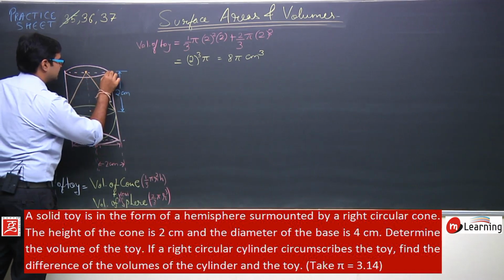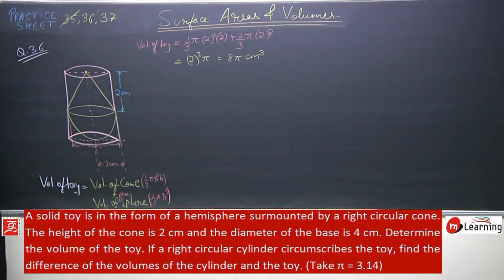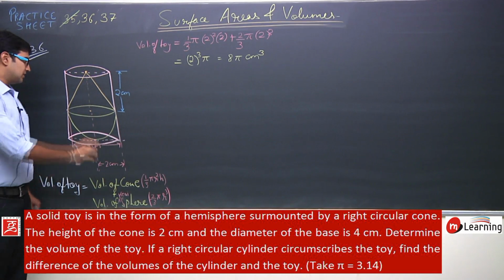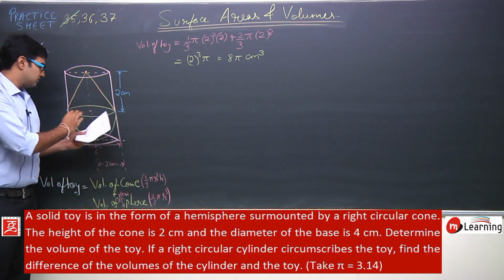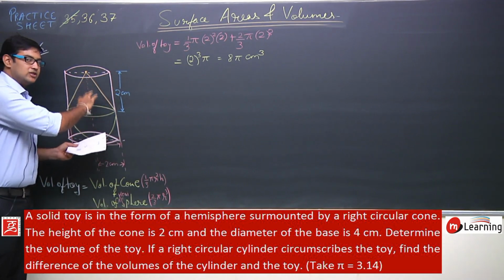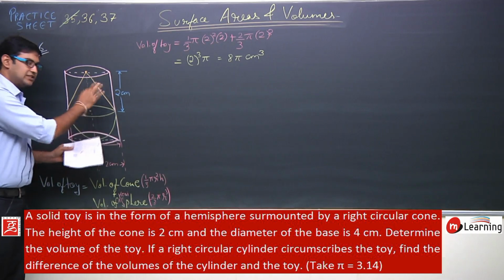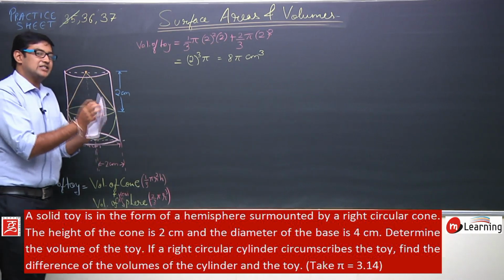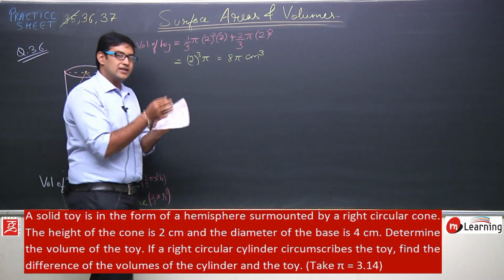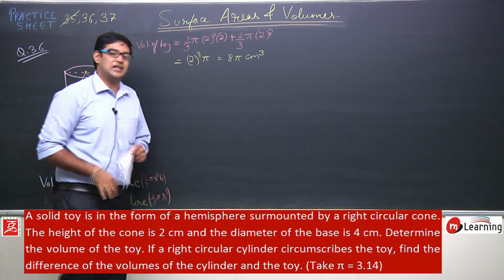So this is the cylinder. You can see the cylinder, clearly different from the shape of the toy. It is a cylindrical shape and it just touches the toy. That is, this toy is exactly fitted inside the cylinder.